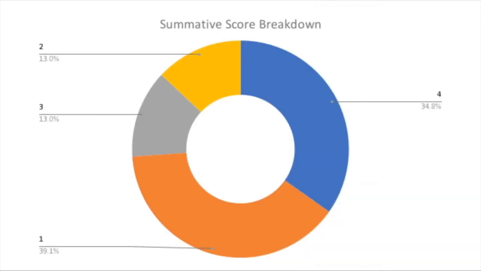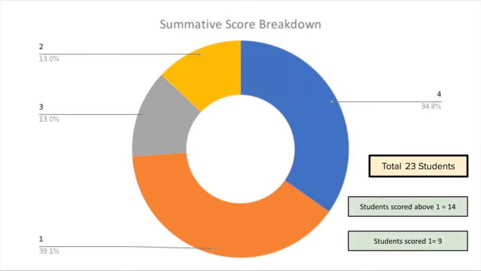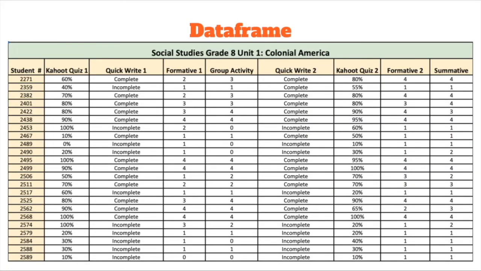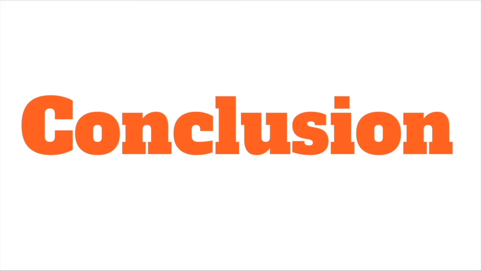The last assignment of this unit was a summative, and again, you can see that there is a very different representation than the one depicted before. Many students achieved a 4, about 34%, and many students achieved a 1, 39%. They're nearly even. A total of 23 students were able to take this assessment, and the student scores were again unevenly distributed, with 14 scoring above a 1 and 9 scoring at least a 1. Here's the data frame as I manipulated it and as I laid it out for this activity. You can take a look at that if you visit the submission page.